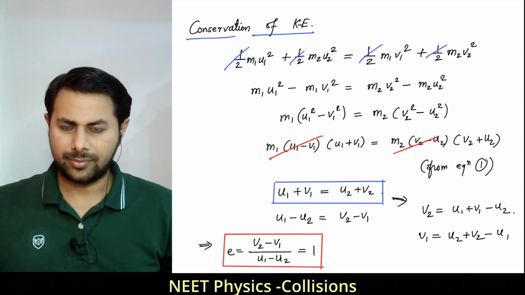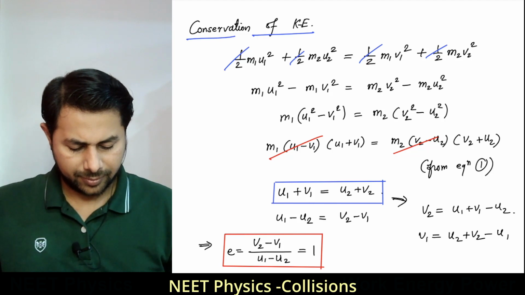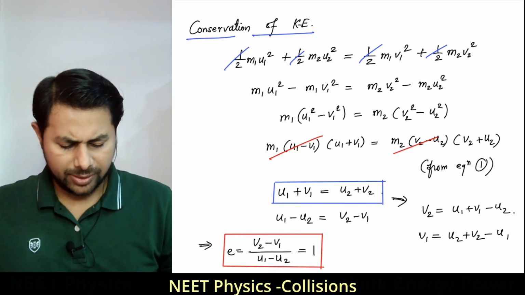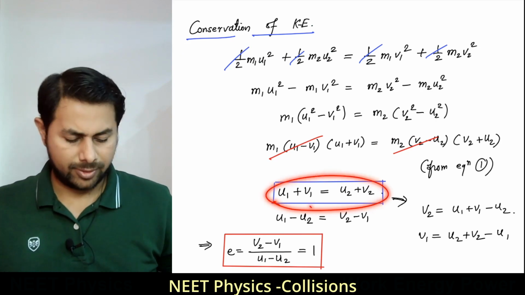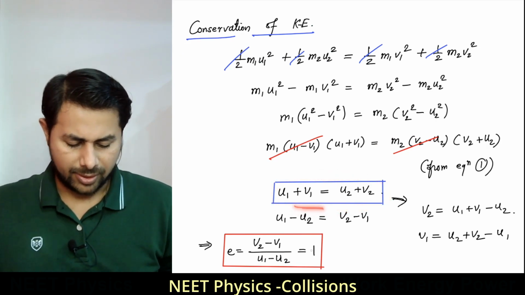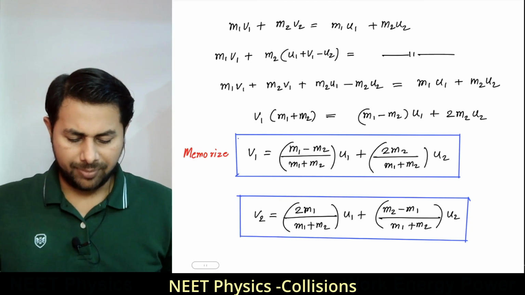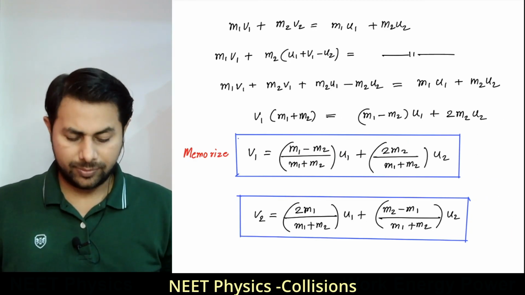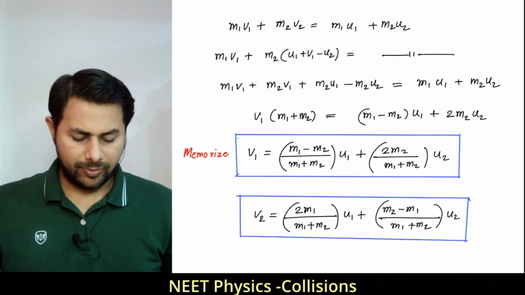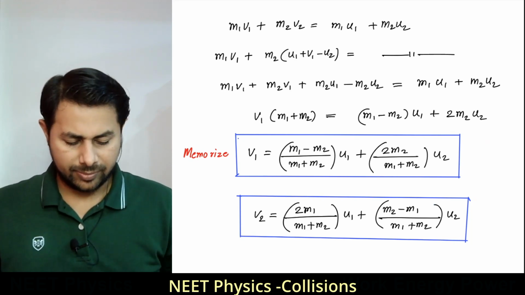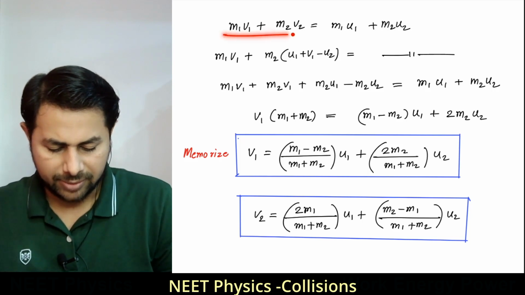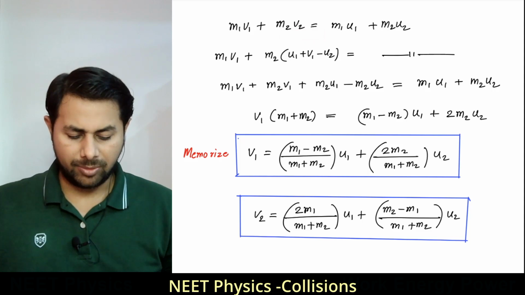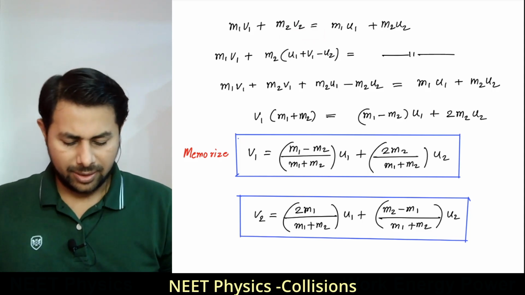Right. Then after that what we do is we take this formula, this one, or you can say this one, and from that we find v1 in terms of v2, or v2 in terms of v1, and we substitute that in the formula of conservation of linear momentum, and then we solve that.